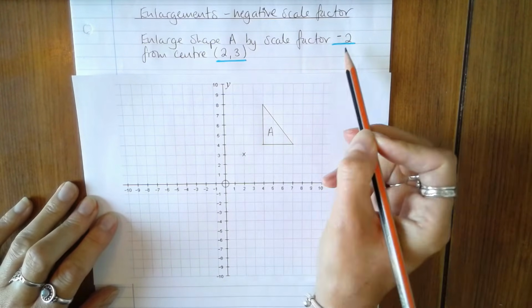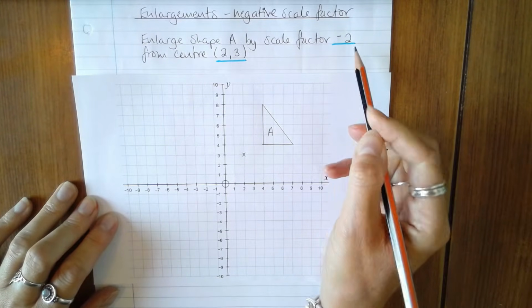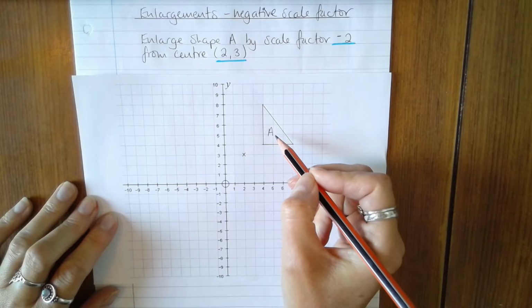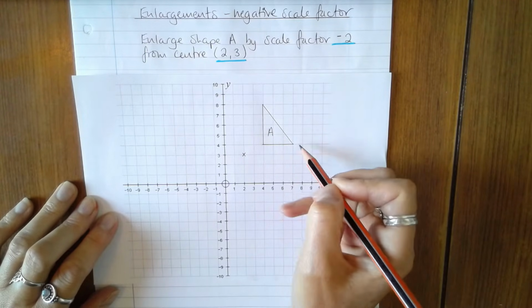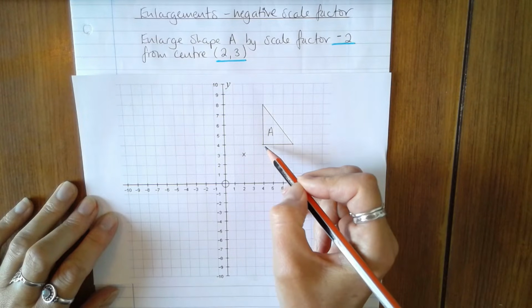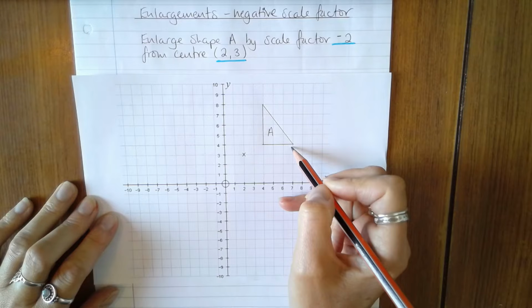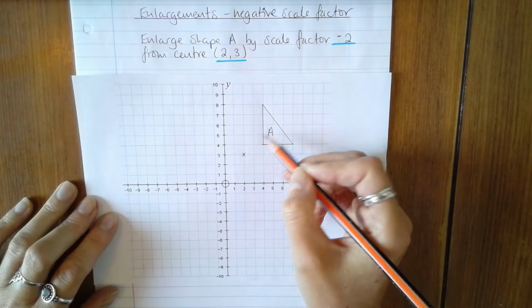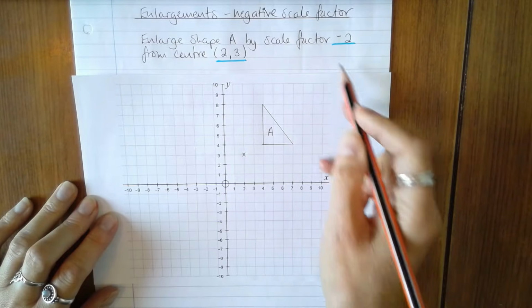Now, if it was a positive scale factor of 2, that would mean that the new shape, the transformed shape, had to be twice as big as the original shape, so each side length would be multiplied by 2, but it would also be twice the distance from the centre, so it would be larger and over here.